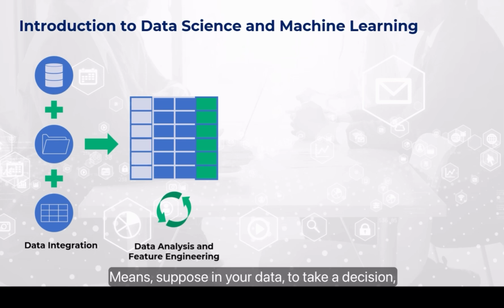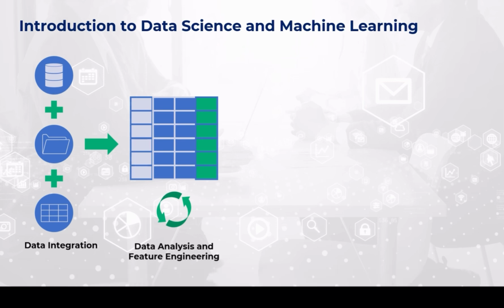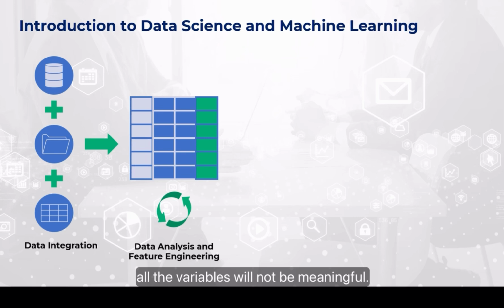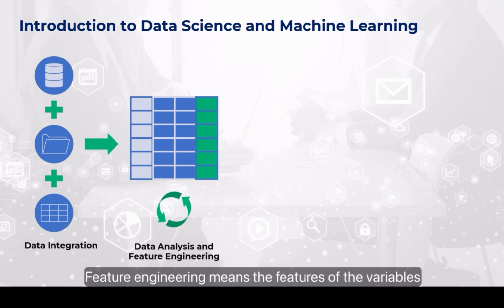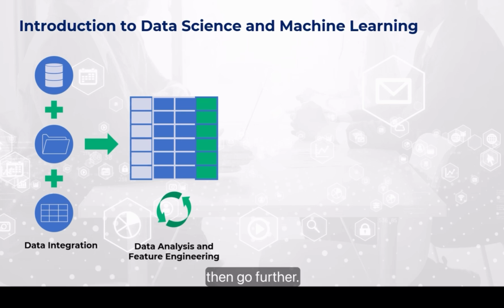Suppose in your data, to take a decision, all the variables will not be meaningful. Out of 100 variables, there will be some 10-20 variables which will be contributing towards the decision for which you are building this model. That falls under feature engineering. Feature engineering means the features or the variables which impact your decision or impact your model. So you need to take those into consideration, then go further.